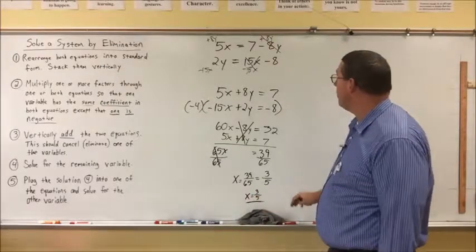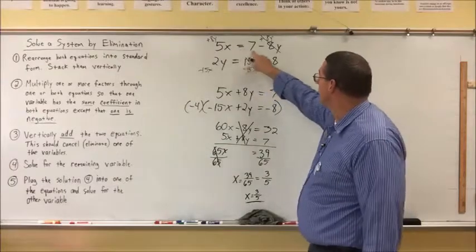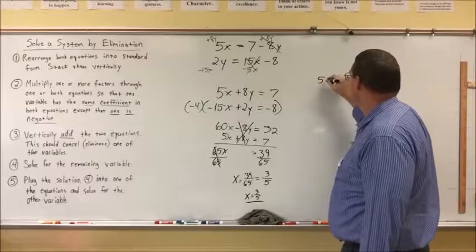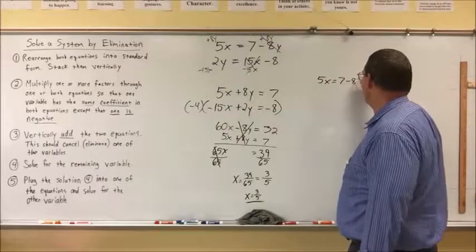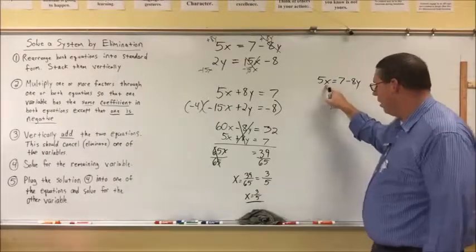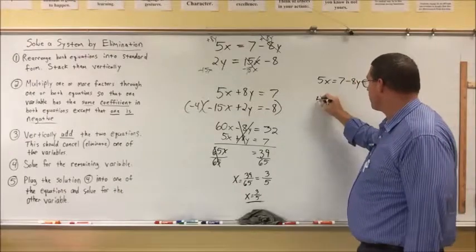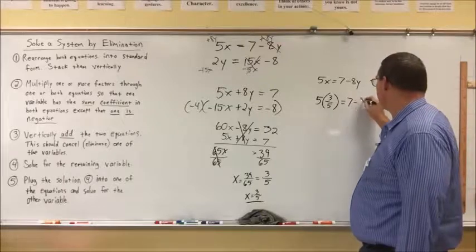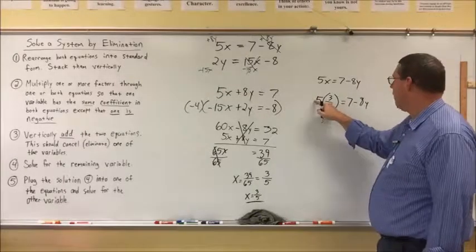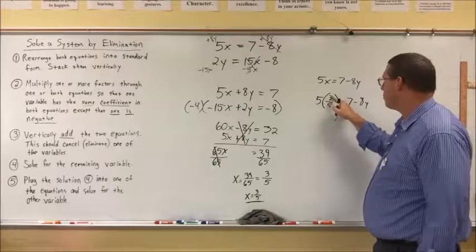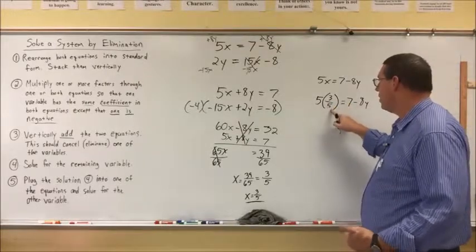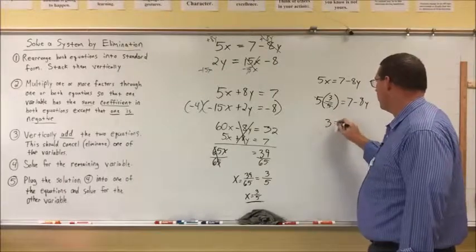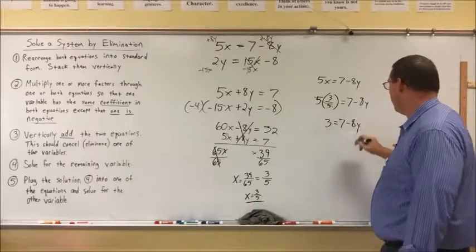Now, what I want to do is I'm going to go back up and take one of my original equations, which is 5x equals 7 minus 8y. And I'm going to plug 3/5 in for x. So I'm going to have 5 times 3/5 is equal to 7 minus 8y. Now here, 5 times 3/5 is 5 times 3 is 15 divided by 5 is 3. Or I can just cancel the denominator. Bring down the 3 is equal to 7 minus 8y.